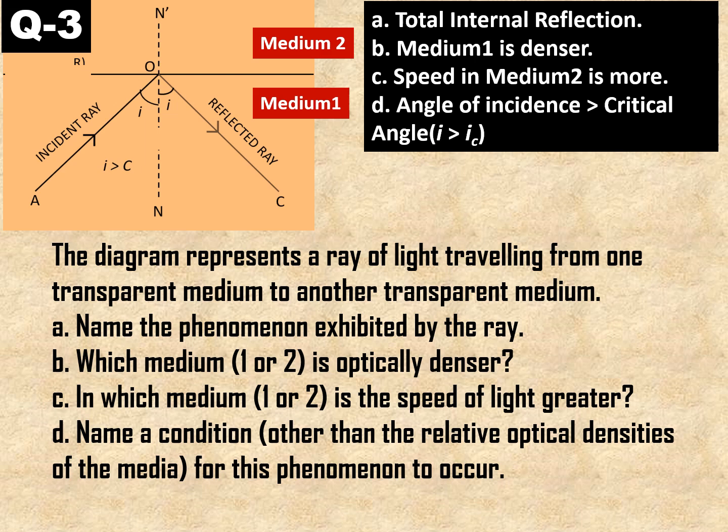Answer to question number 3. The phenomenon is total internal reflection, as the ray doesn't go into the other medium. Total internal reflection requires that a light ray must pass from a denser to a rarer medium. So medium 1 is denser. If medium 1 is denser, then the speed of light will be more in medium 2, which is rarer. The other condition for total internal reflection is that the angle of incidence must be greater than the critical angle for the pair of media.